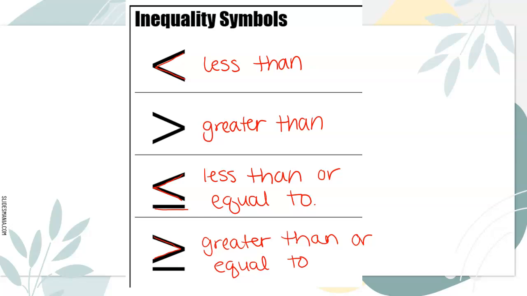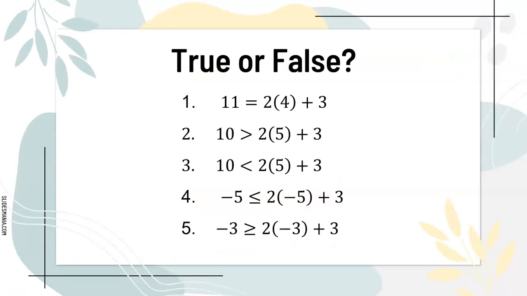So let's think about these next problems and how that works. If I have number one, I have 11 equals 2 times 4 plus 3. Well, that will be 8 plus 3, which is 11 equal to 11, which is in fact true. Those two things are equal to each other.